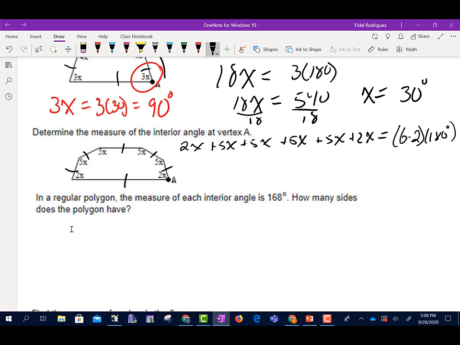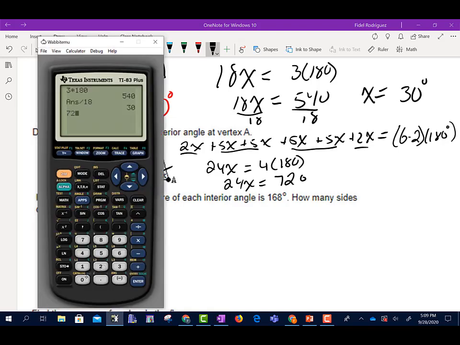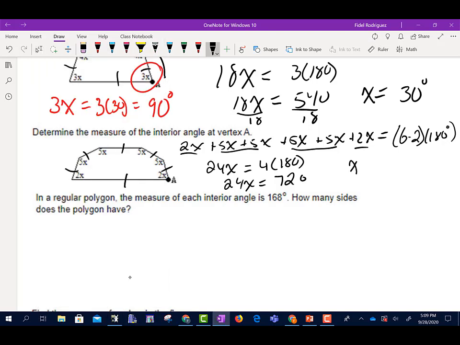Okay, so that's 10, that's 20, 24. So this is 24x is equal to 4 times 180. So 24x equals, this should be 720. Okay, so now I'm going to take 720, divide it by 24, and I'm coming up with x is equal to 30. And if this here is a 2x, so 2x would be 60 degrees. That's how much that angle would be there.